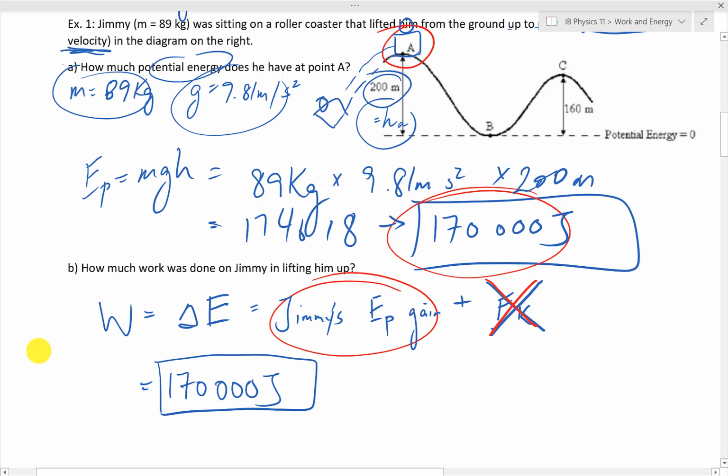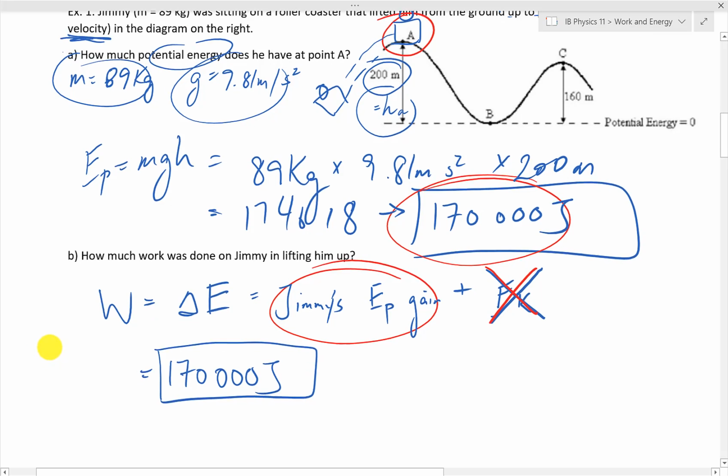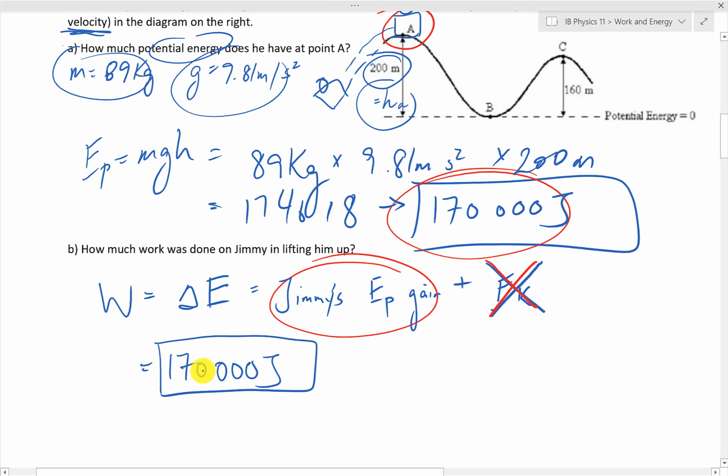And that is the essence of a lot of questions in this unit, because a lot of them are more conceptual. You might be wondering, can I just write 170,000 joules instead, and be done with it? You do need to show some work and some understanding that the amount of work done on Jimmy is equivalent to whatever energy change Jimmy is experiencing. And since it's just this change in potential energy, writing what we have here is enough. Okay, so that is B.